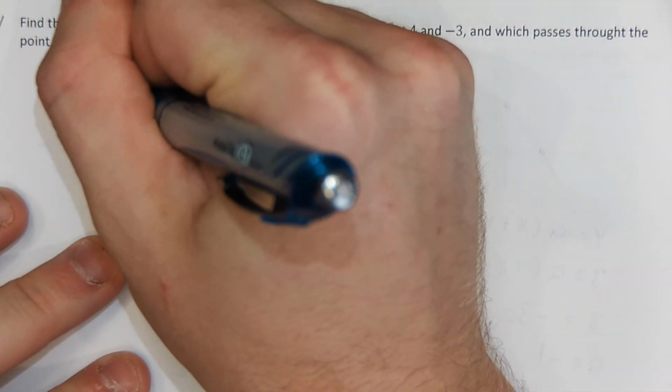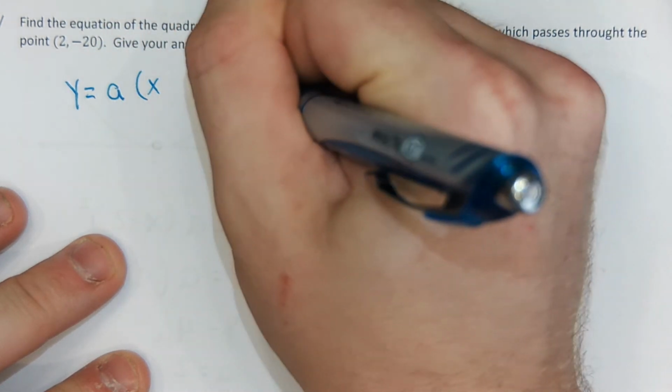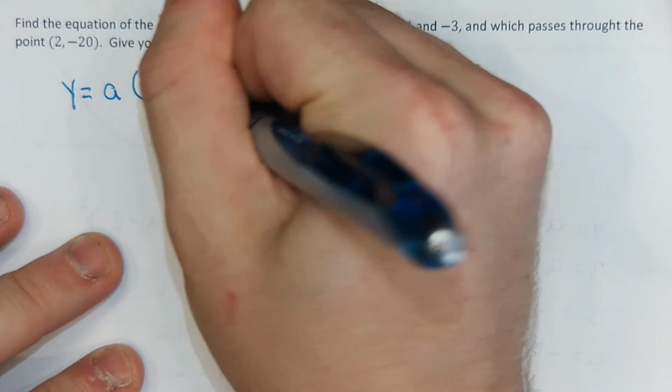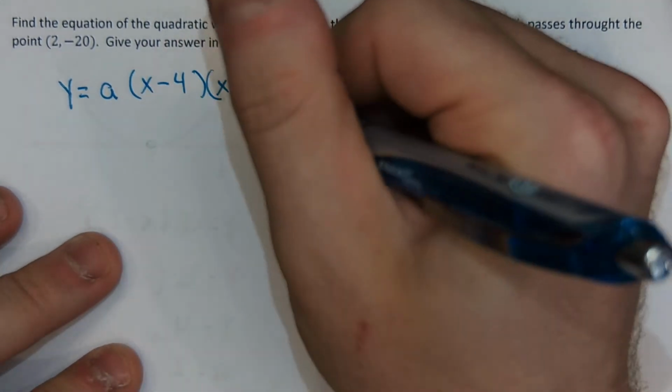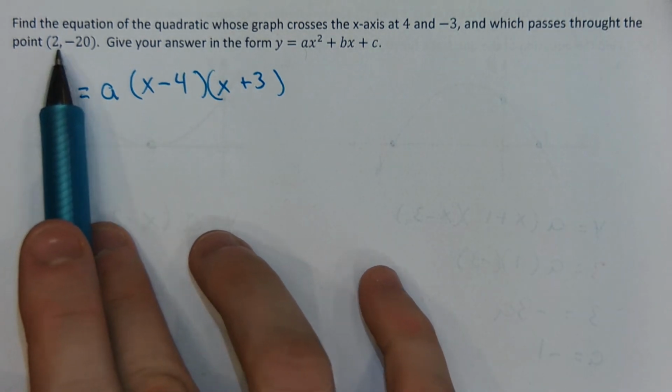Y equals an unknown A, my parentheses, x in the front of both. A +4 makes one of them 0, so -4. A -3 makes the other one 0, +3. And this time we do have to plug in an x and a y.